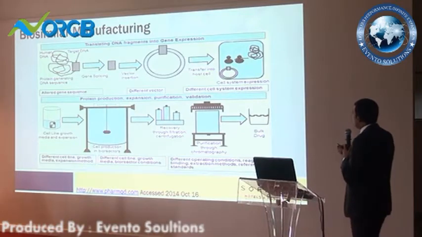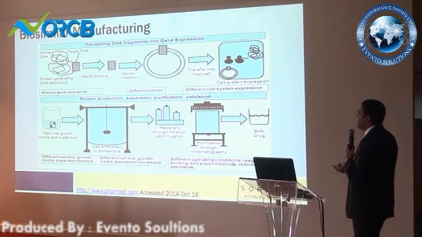Then your cell system, or your live or viable system, should be transferred to the bioreactor. The conditions of the bioreactor, the time of the bioreaction and fermentation may control your product. Then you have to purify and extract your product.